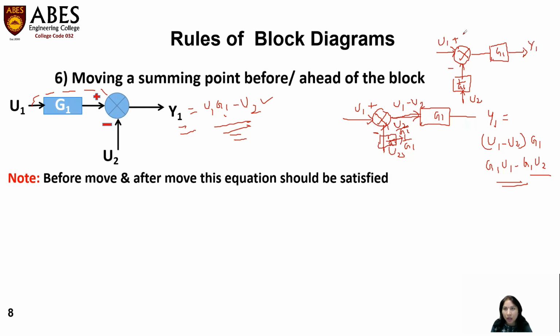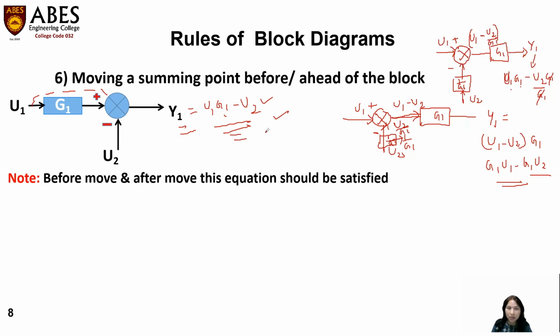Now just see what output I'm getting here. U1, then here it is minus U2 upon G1, right? Now this signal will be multiplied by G1. So here I'm getting Y1 as U1 into G1 minus U2. This G1 and G1 will be cancelled out here. Now just match: U1 G1 minus U2, U1 G1 minus U2.